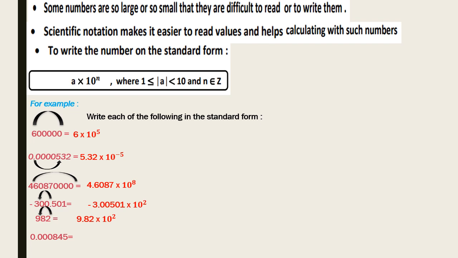Here you must move the decimal point to the right between 8 and 4. So how many steps? 1, 2, 3, 4. The answer will be 8.45 times 10 to the power negative 4, because we moved from the left to the right.